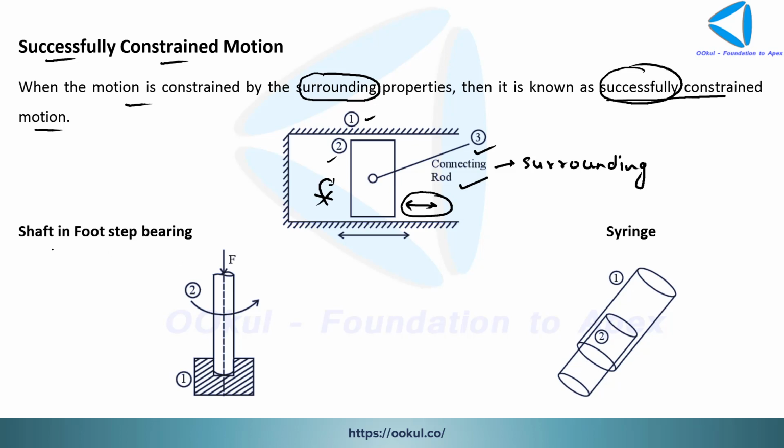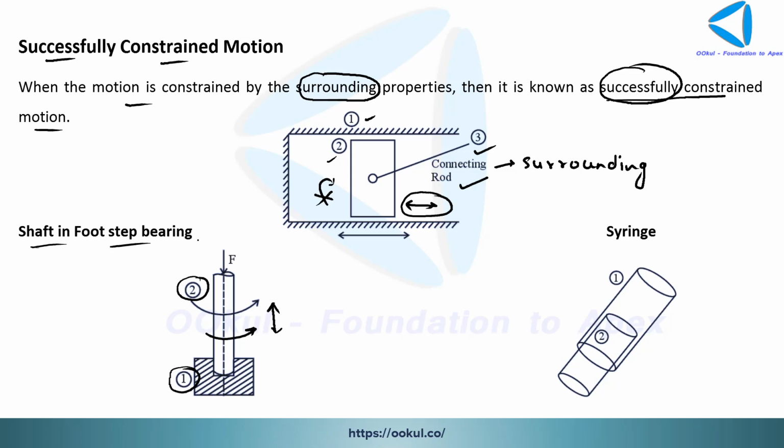Let us proceed. Now another example is shaft in a footstep bearing. Okay, see, if this is the shaft, that is your shaft shown by the link 2, and this is your bearing, that is shown by 1. Okay, so now if this is the only case, the shaft can do your rotational motion as well, and the shaft can do your translational motion as well. So again, this is an unconstrained motion. Okay, so we have to make it a constrained motion to get the desired output.